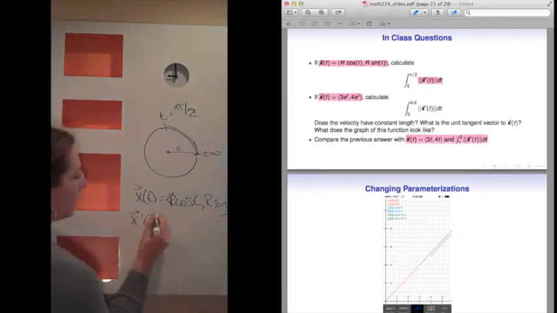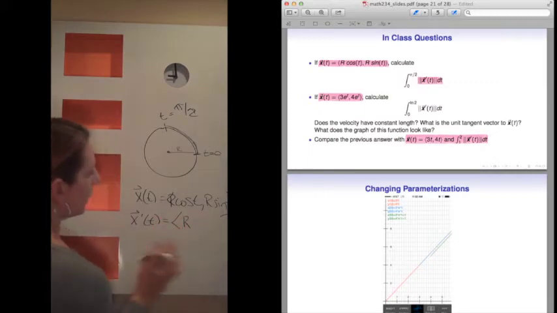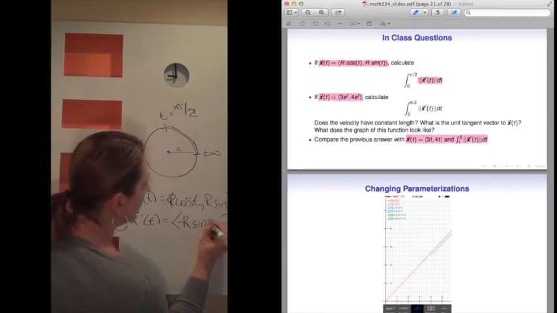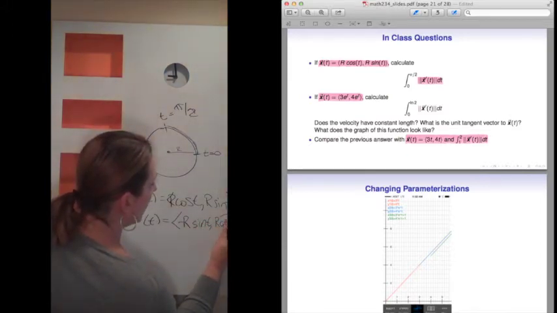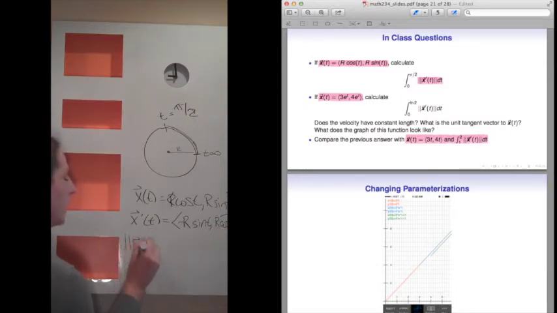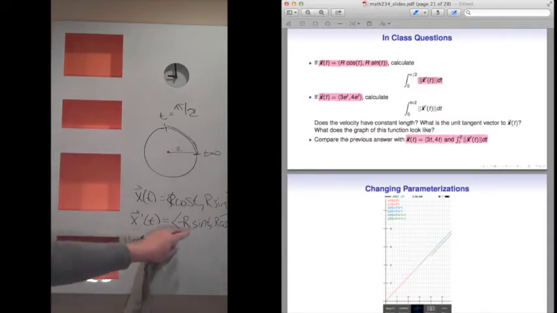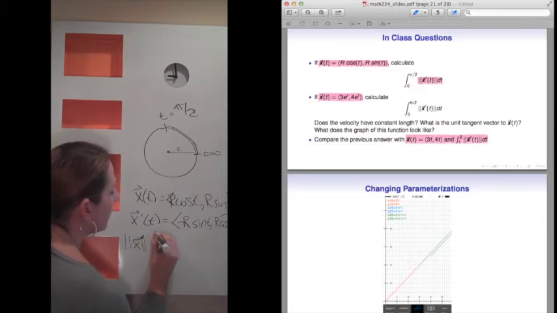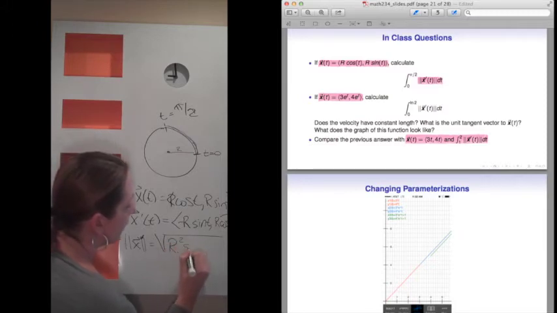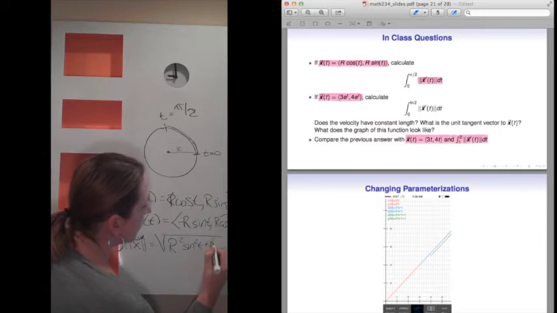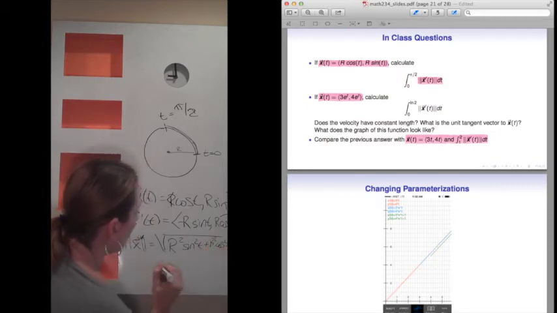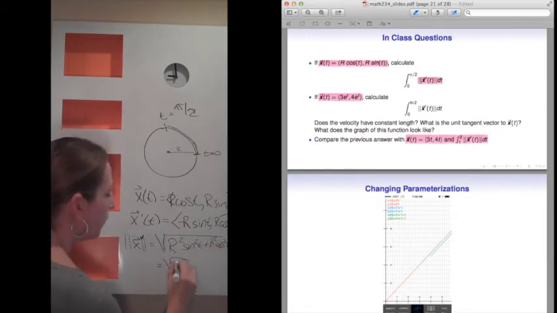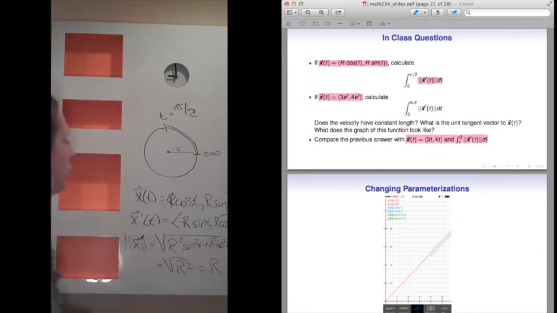So x prime of t is minus r sine t, r cosine t. So when we take the norm, or the length of x prime, I won't write it all down. What I want you to notice is that this is going to be equal to the square root of r squared sine squared t plus r squared cosine squared t, and this simplifies to the square root of r squared, which is equal to r. So we actually have a constant length velocity.